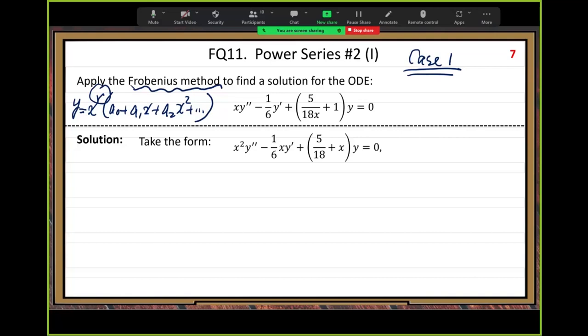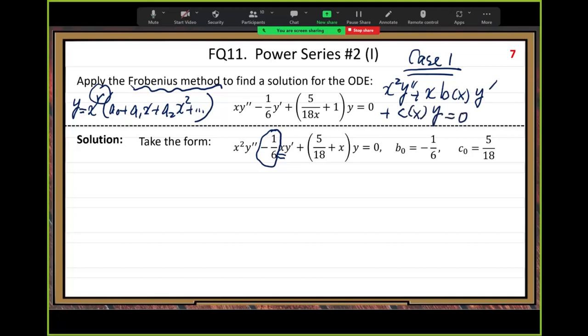All right, so what's the case 1 here? If we look at the roots of the initial equation, we can see it is case 1. So here, what's the B0, C0? You look at the coefficient, and you do not look at the x. Here, the form is x squared y double prime plus x times b(x) y prime plus c(x) y equals 0.